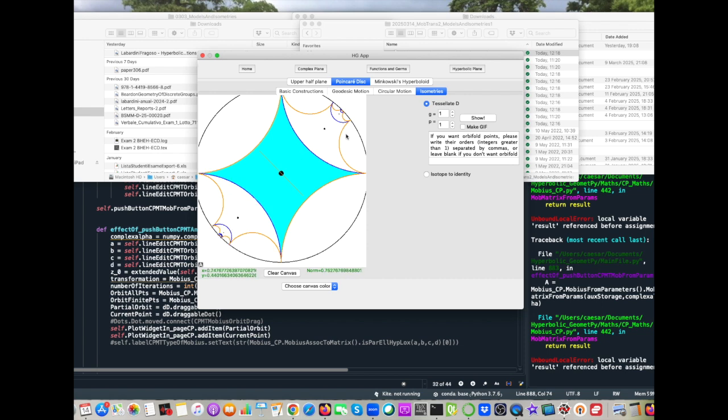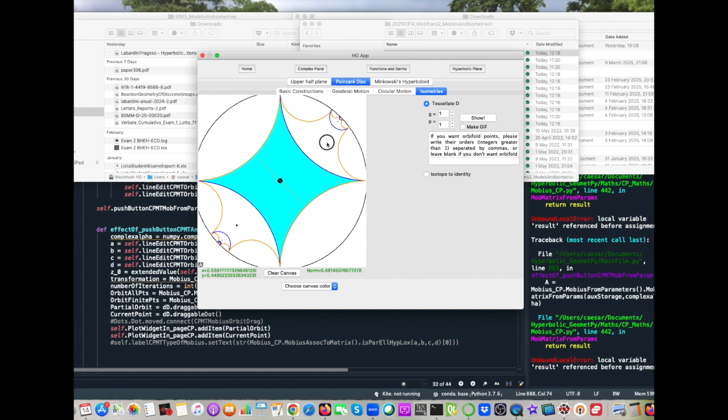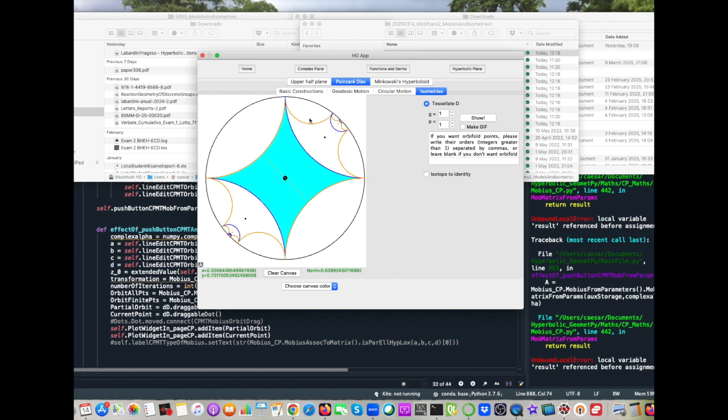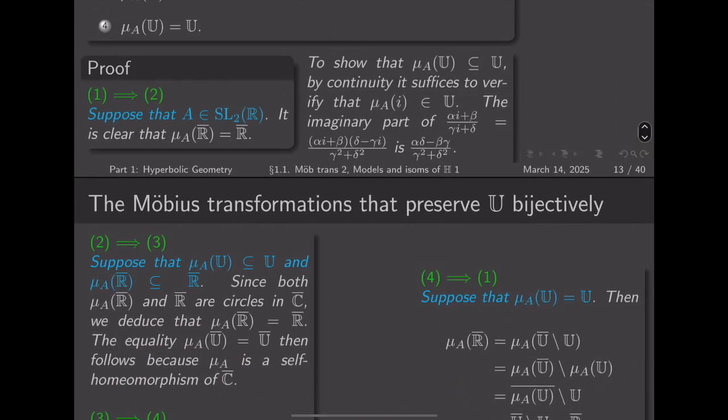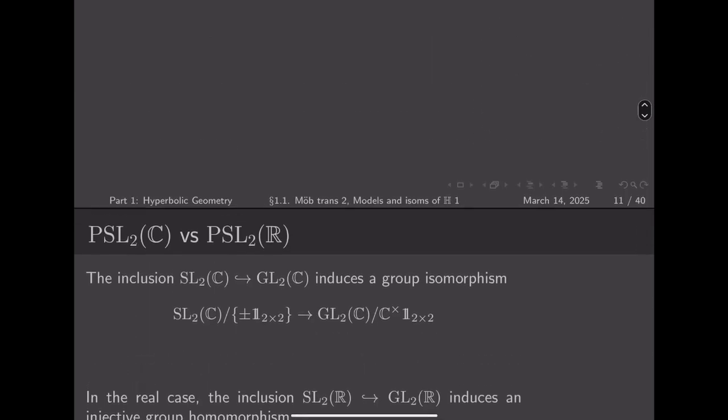Okay, so then you are seeing a hyperbolic transformation that actually also seems to preserve this disk. Okay, so let's leave it there now. Oh, okay, this went too far. Okay.